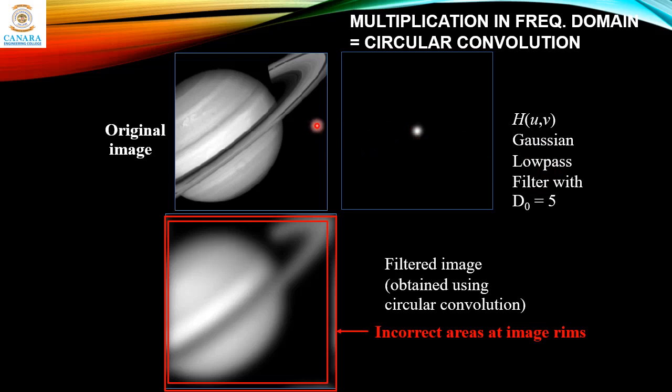So let's see what happens if we don't perform that zero padding. We multiply this image in the frequency domain, and this is the output, the filtered image. You can see incorrect areas being displayed around the edges, this white patch, around the rim of the image. This is the wraparound effect causing trouble on the filtered image.